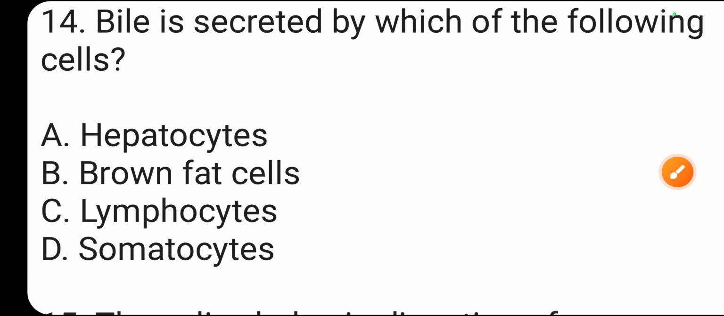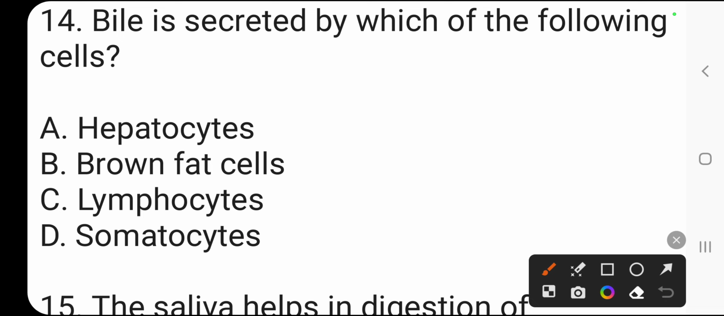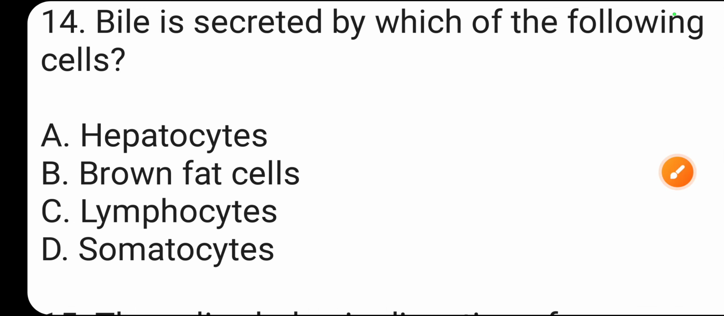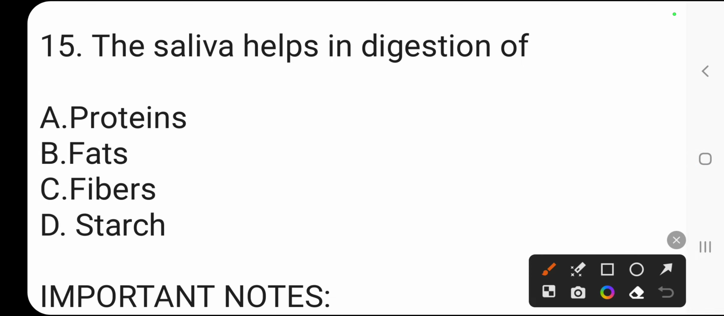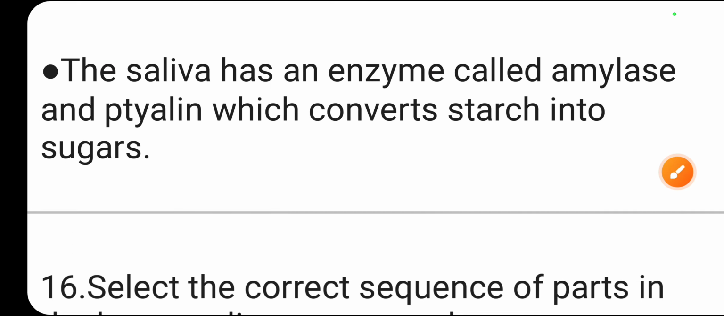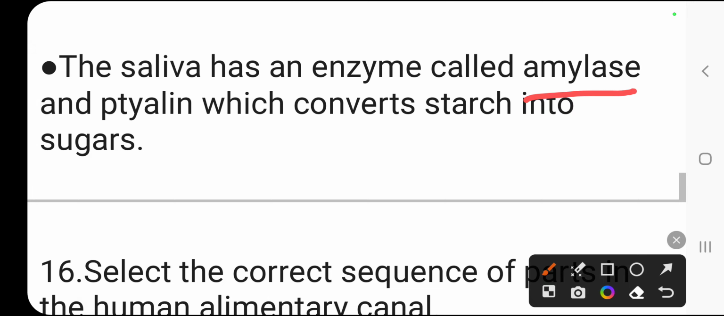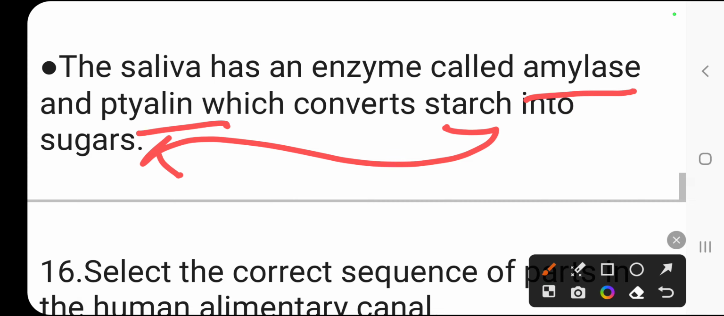Next question. Bile is secreted by which of the following cells? Bile is secreted by the hepatocytes, A. Next question. Saliva helps in the digestion of? The correct answer for this will be starch. We'll see some important notes here. Saliva has an enzyme known as amylase, and also ptyalin, which converts starch into sugar. So saliva has two enzymes, amylase and ptyalin, which convert starch into sugar. This is how digestion of starch takes place.